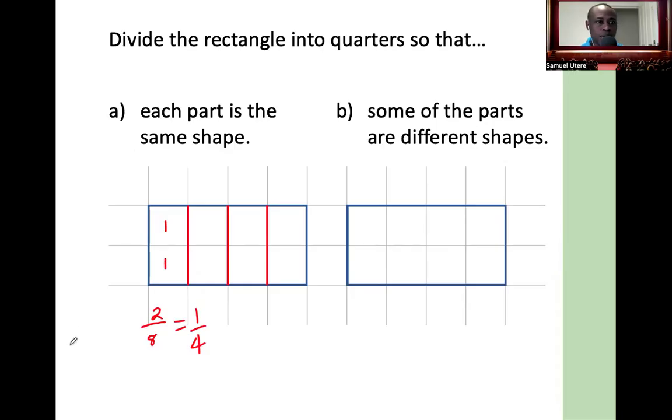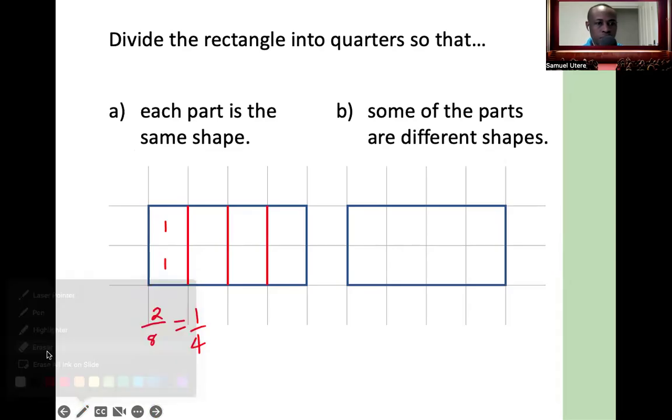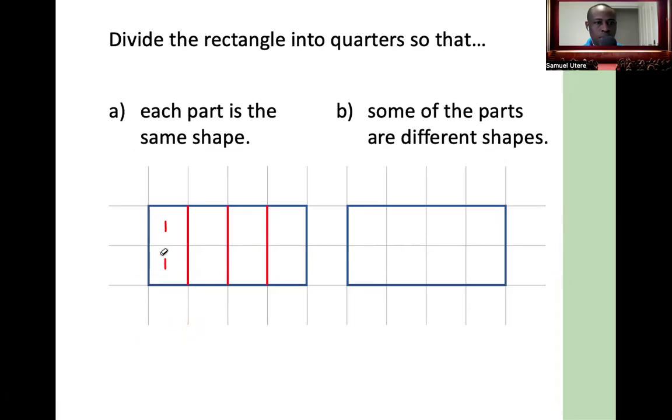How do we do this? Let's erase this one. Just a minute. I think this pen works much better. Okay, how do we do this one? For this one, we want the parts to be quarters. So remember, we have 8 centimeters squared altogether. For us to have quarters, it means whatever shape we get has to be 2 centimeters squared.